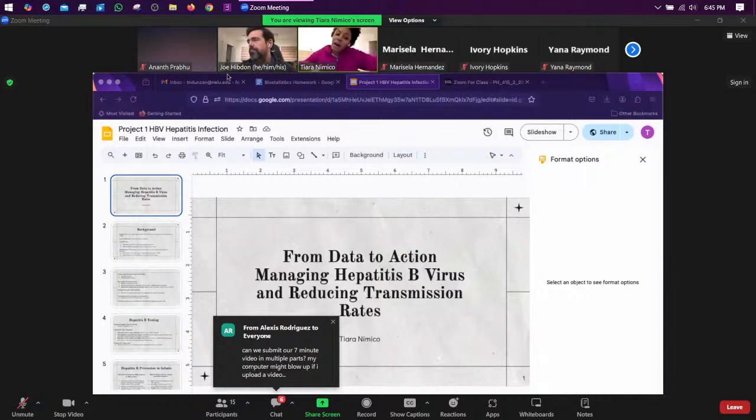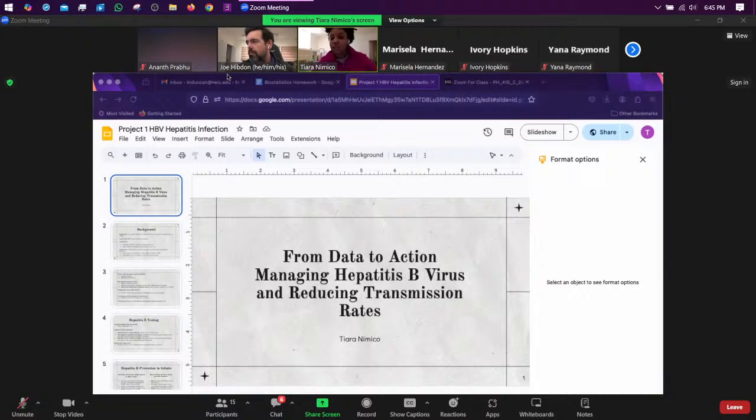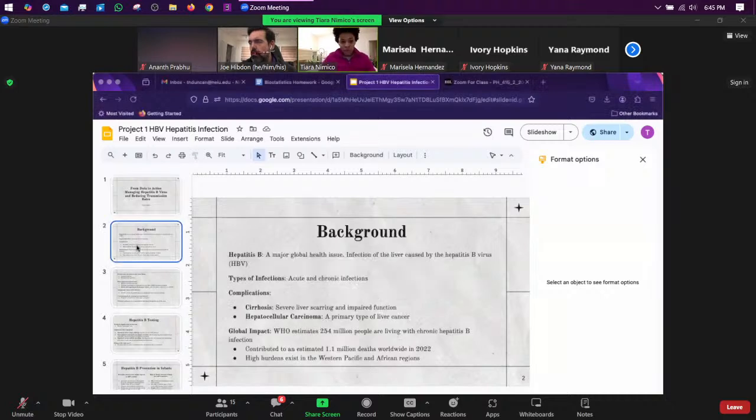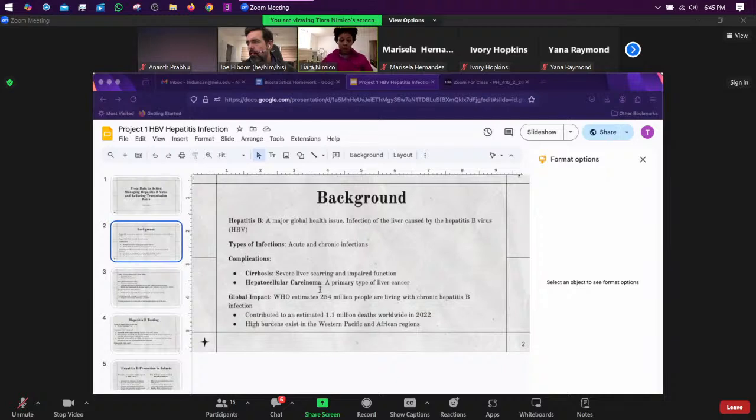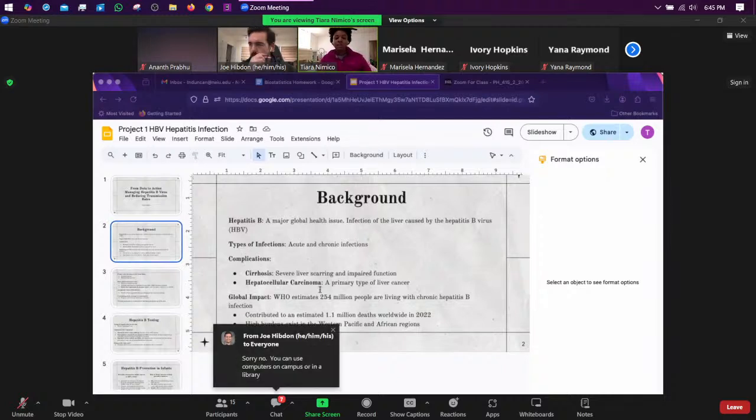Hey guys. All right, so from data to action, managing hepatitis B virus and reducing transmission rate. From my background information, hepatitis B is a major global health issue. It is an infection of the liver caused by the hepatitis B virus. The infections can be acute or chronic. When the infections are chronic, it can lead to cirrhosis or hepatocellular carcinoma, the primary type of liver cancer.